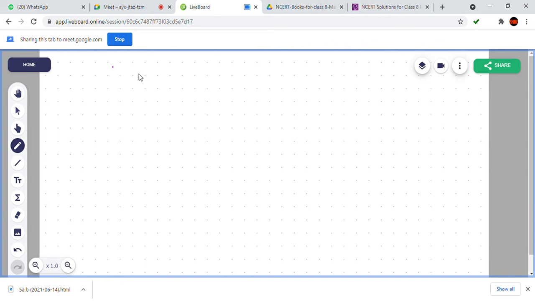Then below you write multiplicative inverse of A by B. Multiplicative inverse of A by B is, can you say what is the answer? B by A. Very good. Multiplicative inverse of A by B is B by A.